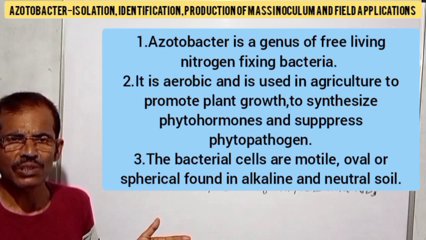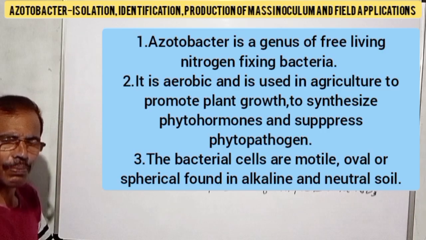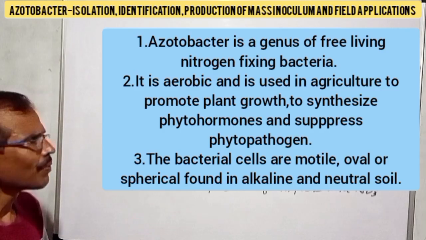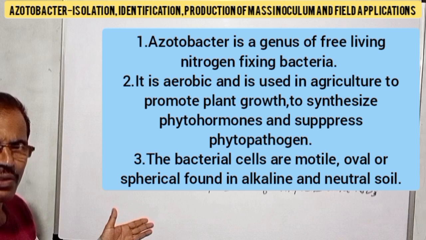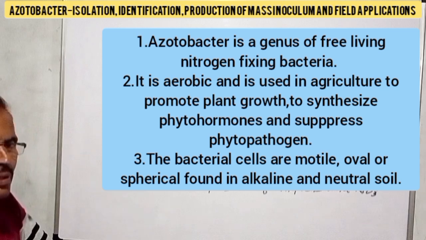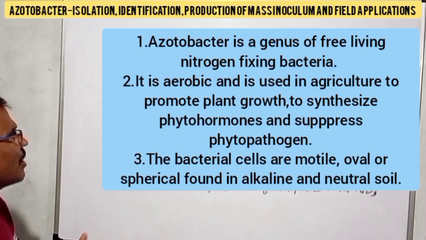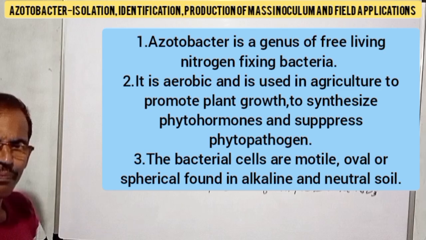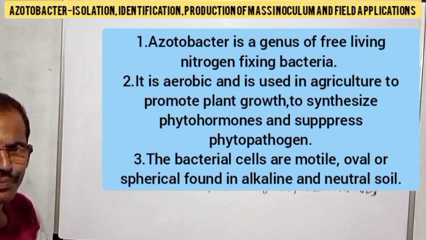However, some species are associated with plants. Cells of azotobacter are motile, meaning they have flagella, and they are oval or spherical and form thick-walled cysts. They may also produce a large amount of capsular slime. The cells of azotobacter are free-living. They are gram-negative, found in alkaline and neutral soil.